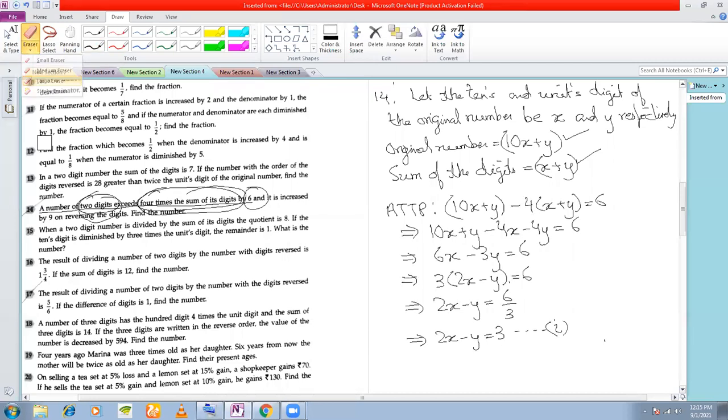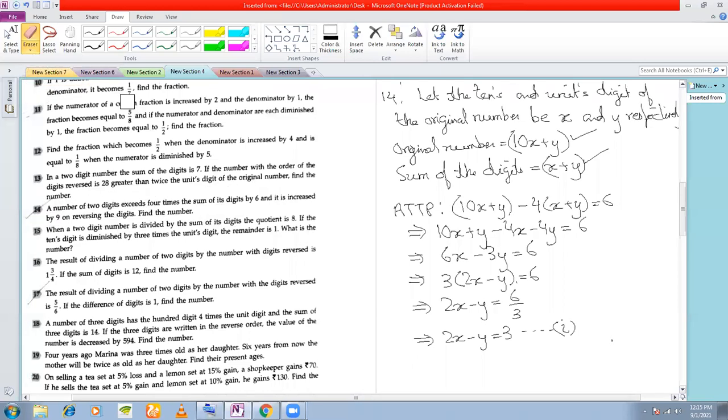Okay. Now we'll look at the second condition that is given. Excuse me, sir. Yes. Sir, it would be 2. Which one? 2x minus y, okay, is equal to 6 divided by 3. Okay. This should be 2.